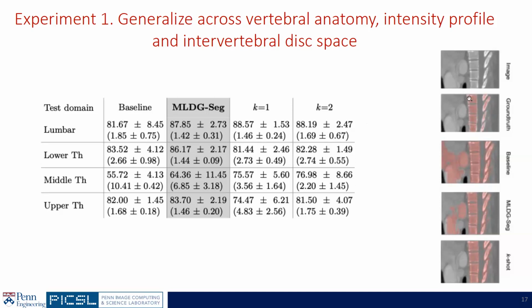Here you can see that this is the original image, this is the ground truth. With baseline, you see a lot of noise that is getting segmented in the background. With MLDG, you correct a lot of noise, but you still have some noise. And then with few shot learning, you get rid of most of the incorrect background segmentation.